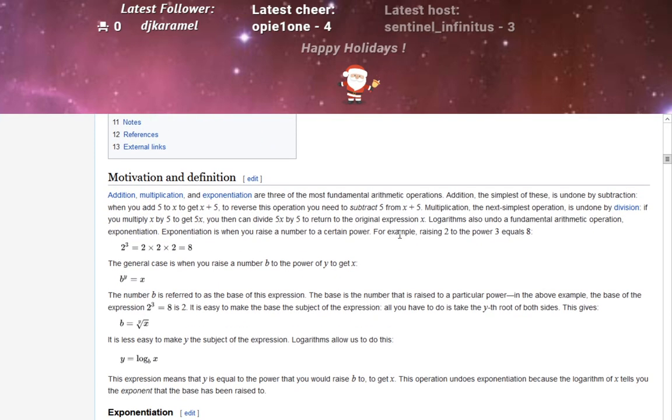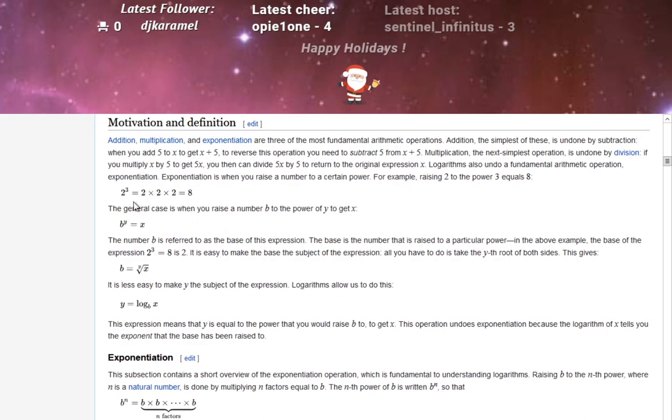So here you've got motivation. 2 cubed equals 2 times 2 times 2 equals 8. The general case is when you raise a number b to the power of y, you get x. b to the y equals x. y equals the log base b of x.